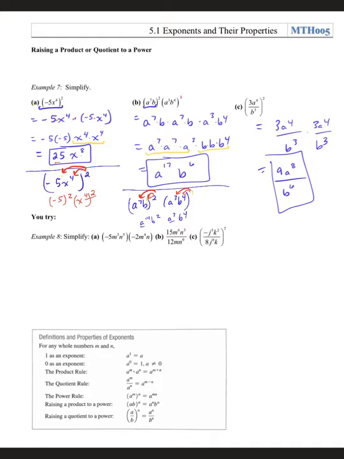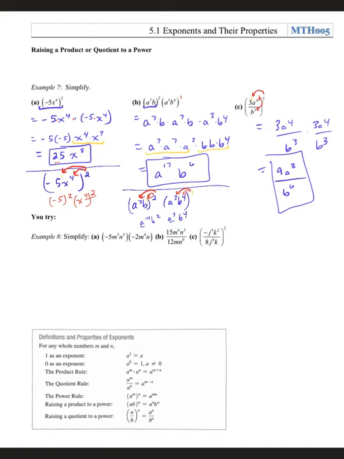The last one, again, this would be 3 to the 1st power, and then you distribute the exponent. So that'd be 3 squared, which is the 9, a to the 4th squared, which is a to the 8th, and 2 times 3 is 6, so b to the 6th.